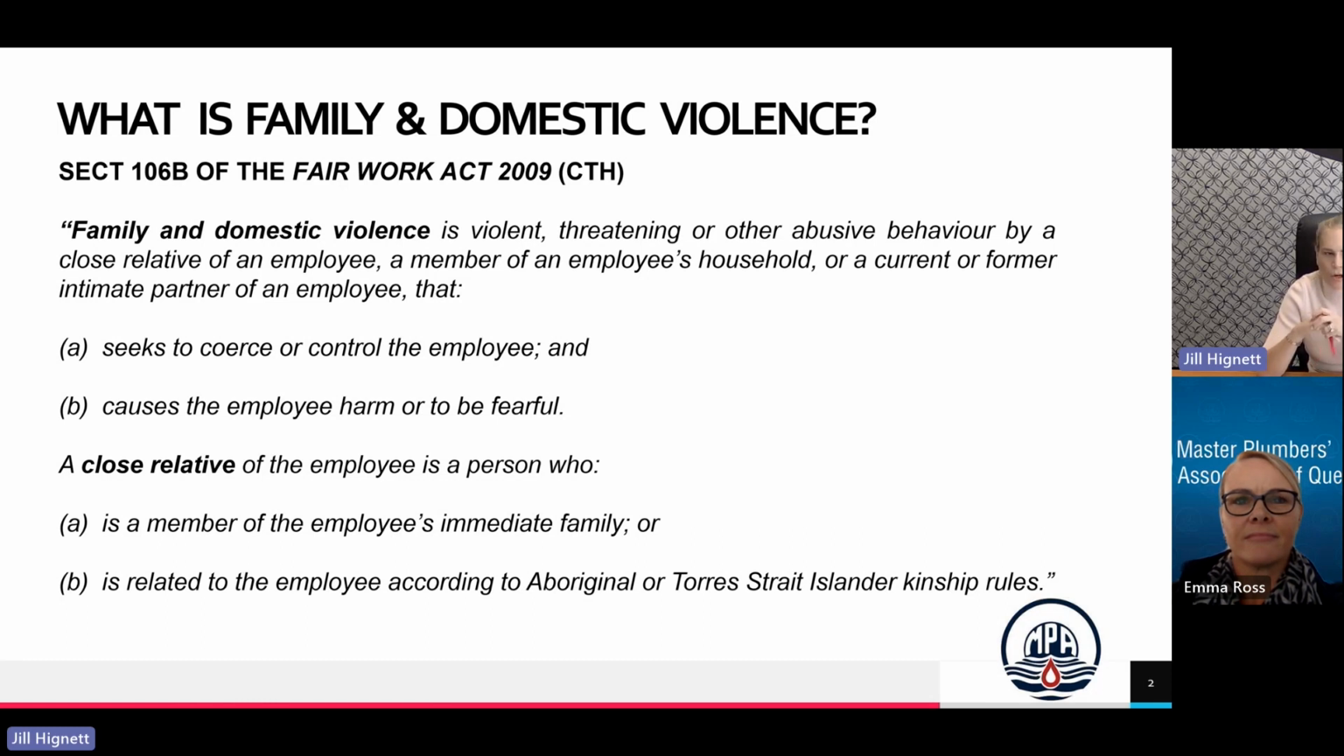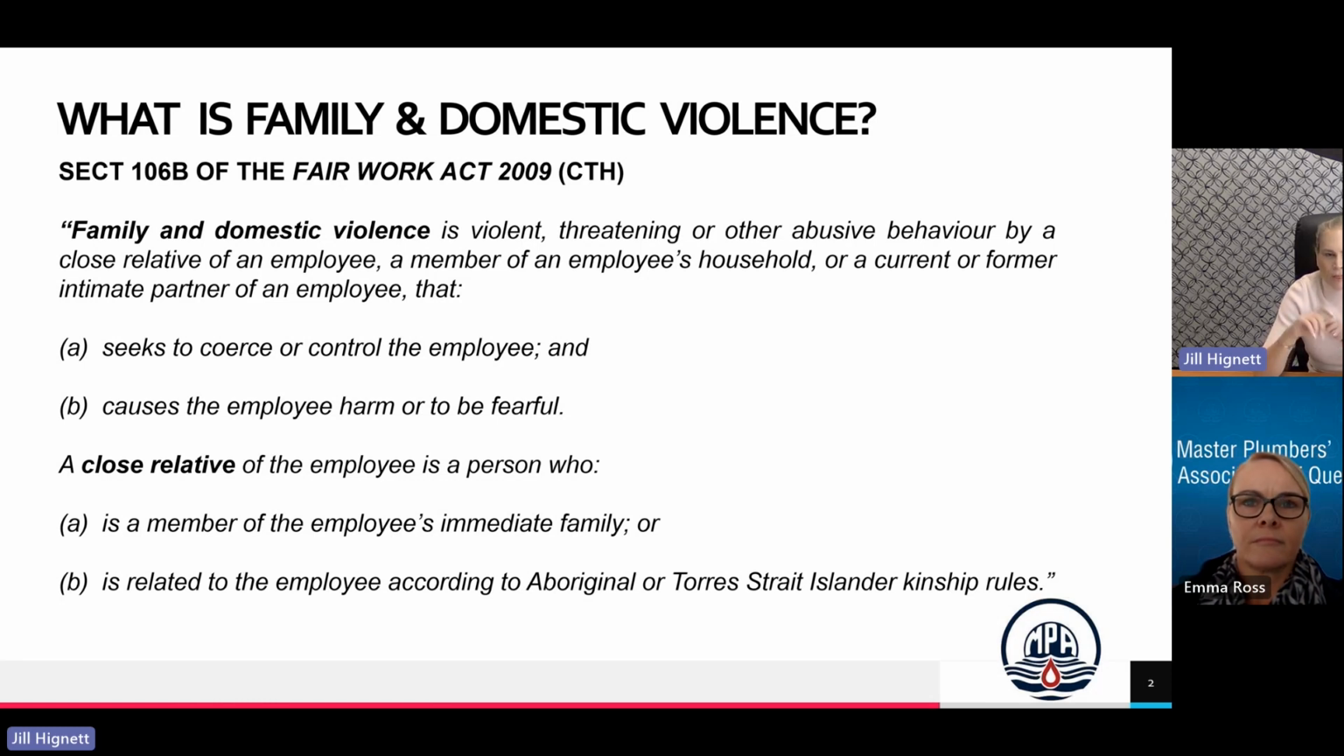It's got a two-pronged approach. The first is that it has to be family or domestic violence that is violent, threatening or abusive behaviour, which is in itself quite self-explanatory, but this part of it by a close relative of an employee or a member of the household. So that's who the perpetrator needs to be, a close relative of the employee, a member of the employee's household, or a current or former intimate partner of the employee. So that's part one. And then part two is that that person has to be seeking to coerce or control the employee and cause the employee harm or to be harmful.